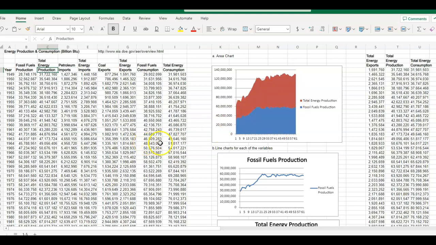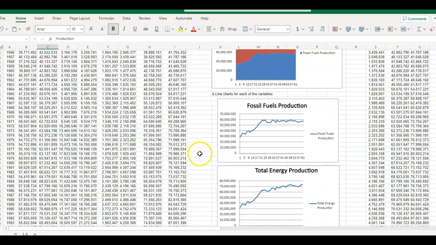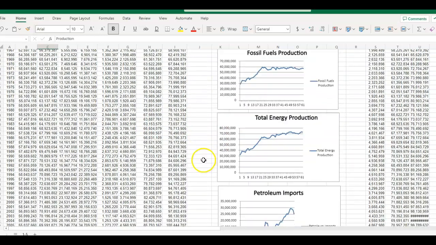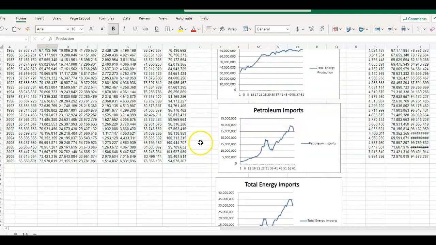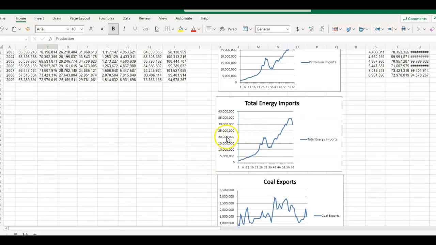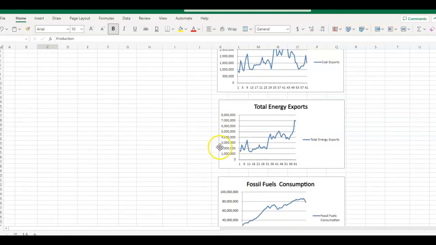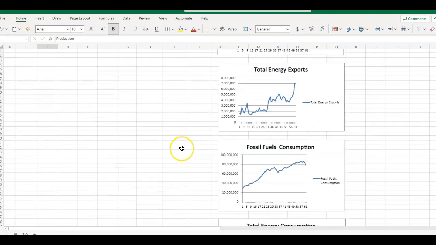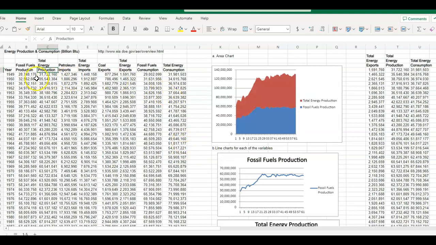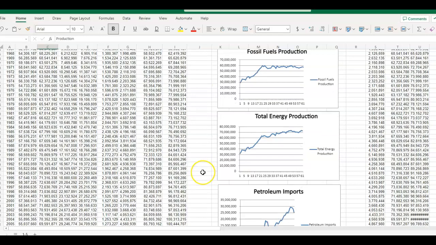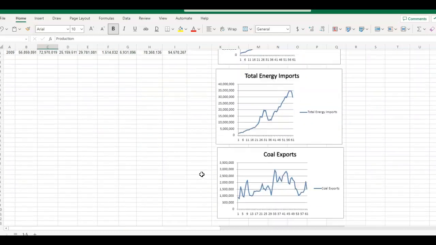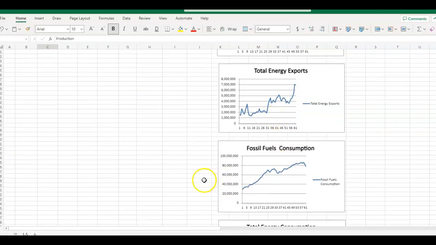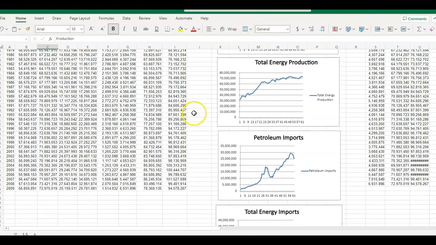Then construct line charts for each of the variables. The line charts will look like this: fossil fuel production, total energy production, petroleum, total energy imports, coal imports, total, all the way down to total energy consumption. So it's all of this. Now, it will be necessary for you to pull some of this data out and move it over here to make it easier to make the chart. But this is pretty much what your charts will look like, and that's what I'm going to look for, just your charts alongside the data.